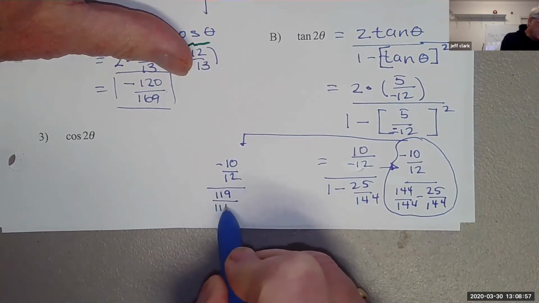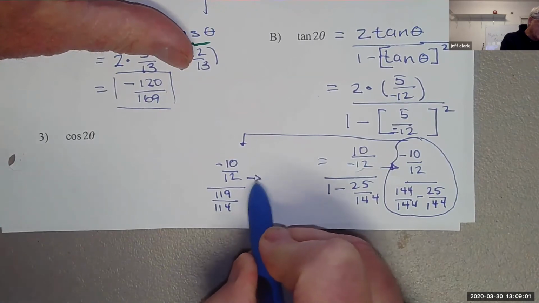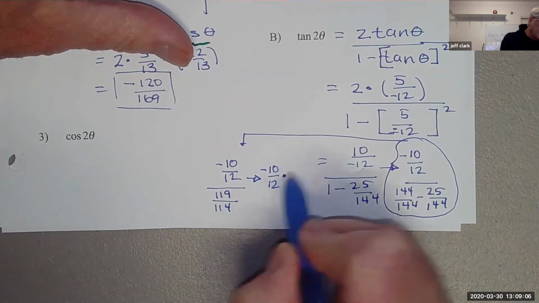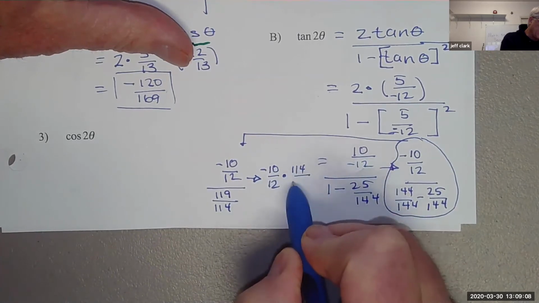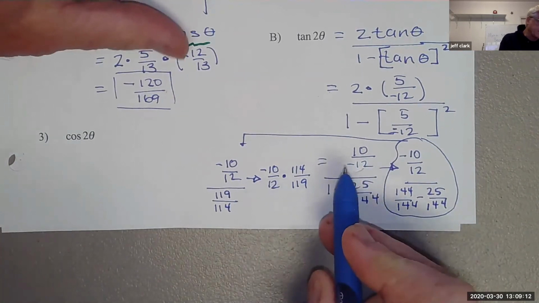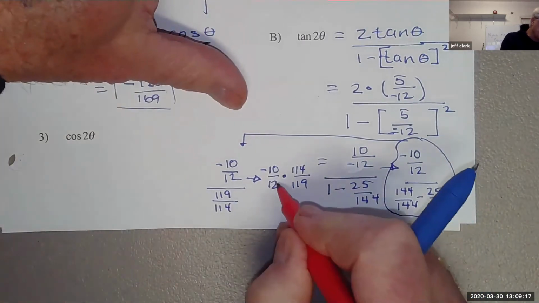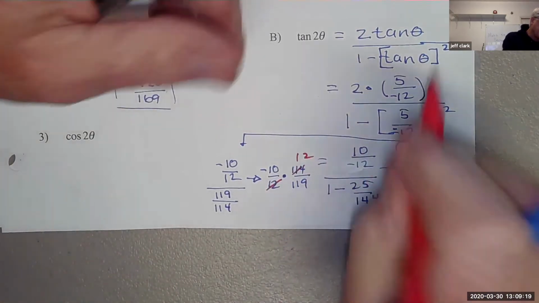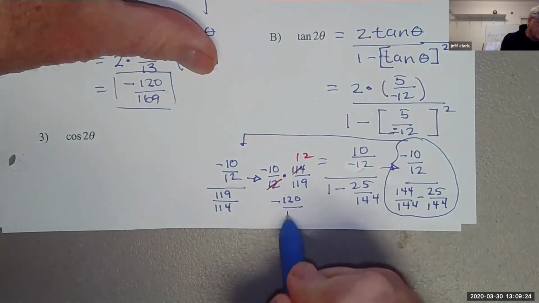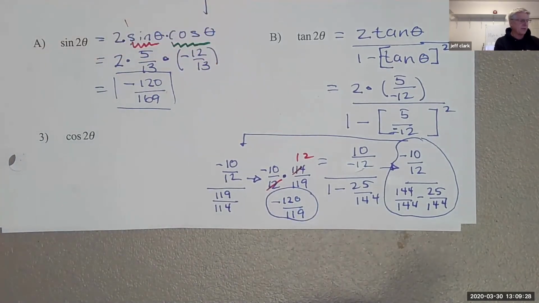And then what you're going to do is take negative 10 over 12 and multiply it by 144 over 119. That's taking the reciprocal of the bottom fraction. And then I see 12 goes into 144 12 times. It looks like I get negative 120 over 119 when I'm all done. So if I haven't made a careless mistake, that should be the answer.